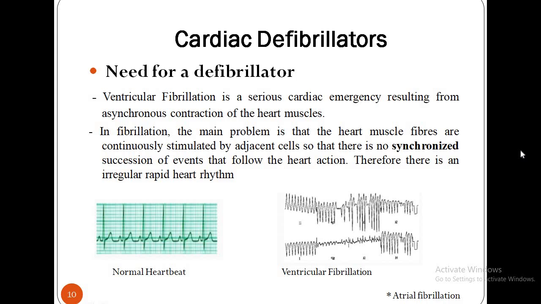not taken promptly. In fibrillation, the main problem is that the heart muscle fibers are continuously stimulated by the adjacent cells, so that there is no synchronized succession of events that follow the heart action. Therefore, there is an irregular rapid heart rhythm.